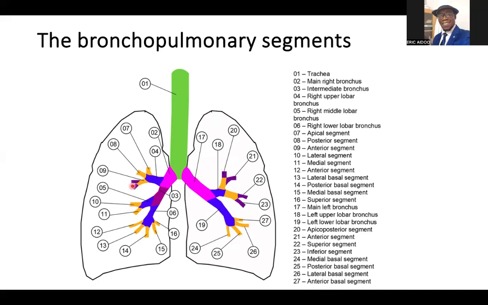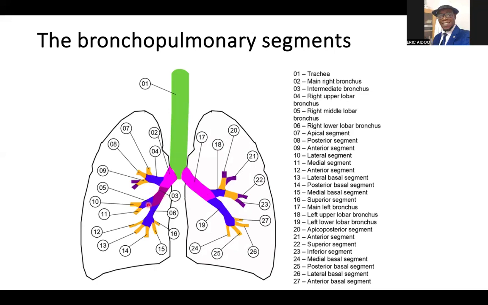So we want to compare that. We've already established that you have 10 in the right and then usually 8 in the left. So number 1, 0, 1 is the trachea. Then 0, 2 will be this purple or violet color. That is 0, 2 and then 1, 7. So 0, 2 for the right, which we said is shorter and wider and more inclined vertically. So 0, 2 is main right bronchus, and 17 will be main left bronchus.